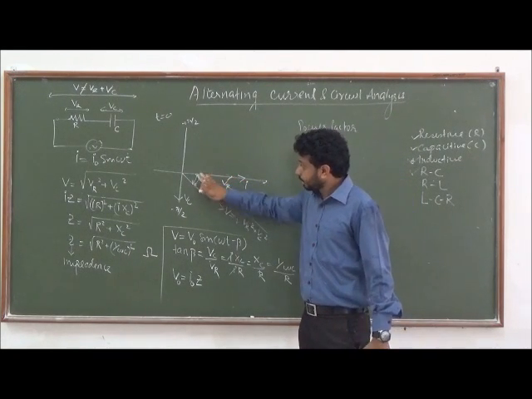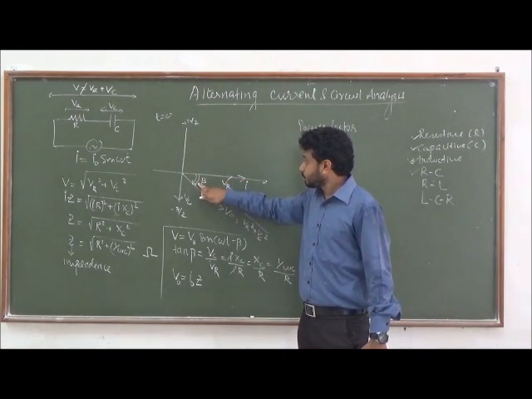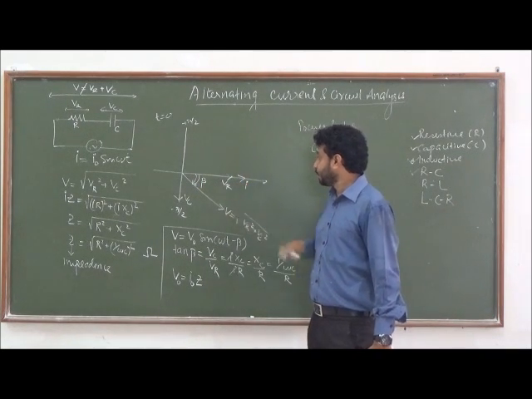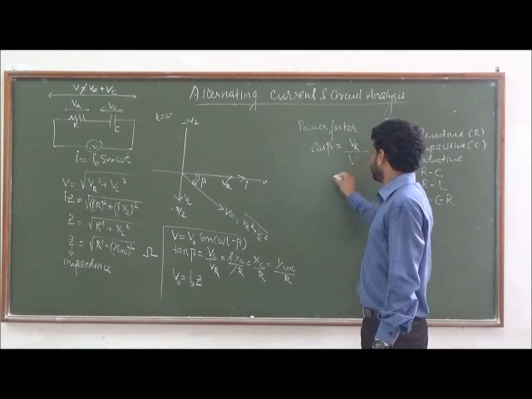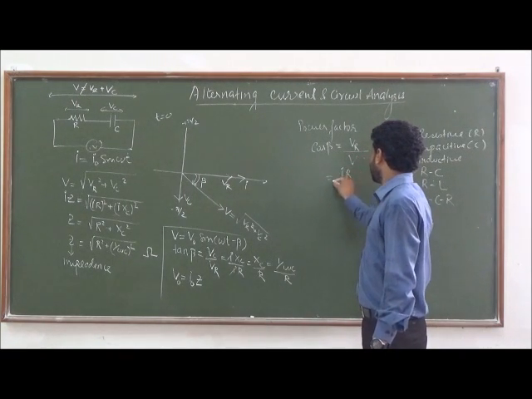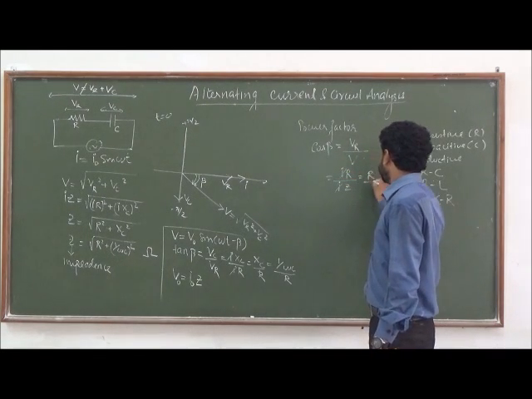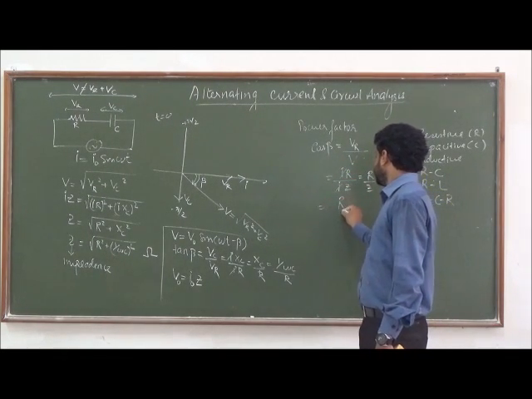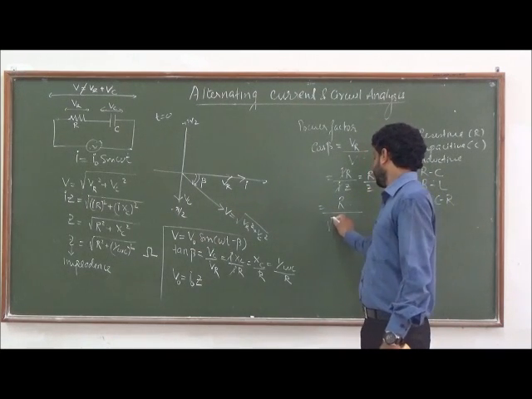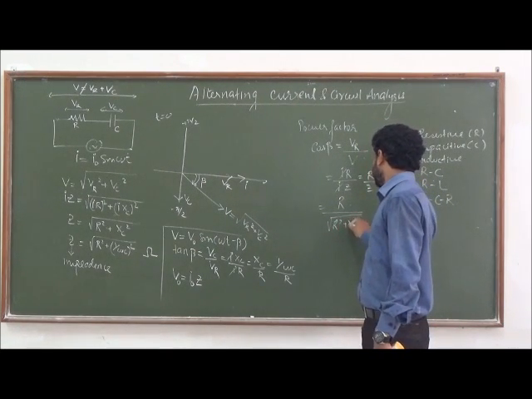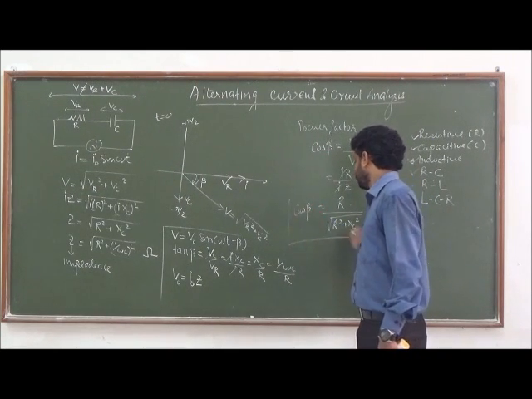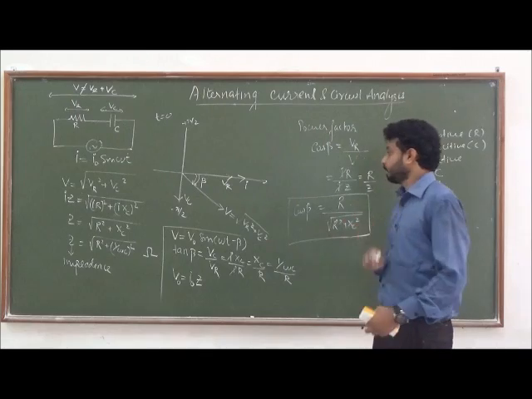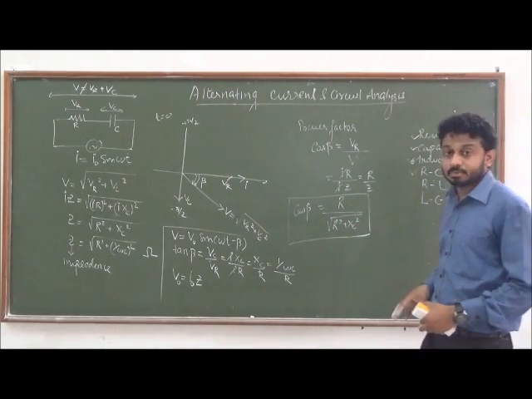When you see this graph here, cos beta can be written as base by hypotenuse. So the base is VR divided by the hypotenuse V, which can be written as I times R divided by I times Z. I gets cancelled out. We are left with R and Z. And Z for this circuit we have already found out is the root of R square plus XC square. Correct?